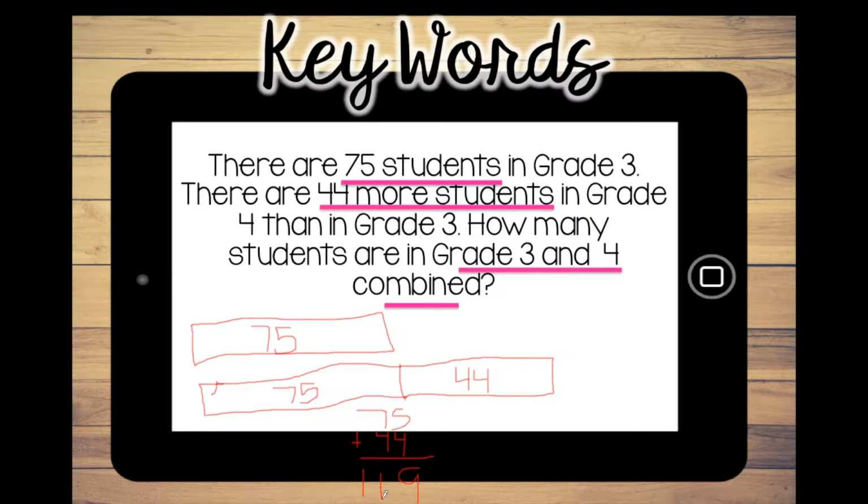But we're not finished because they want to know how many students are in grade 3 and 4. So now that we know that there are 75 in grade 3 and there are 119 in grade 4, we have to add them together. So we're going to do 75 plus 119. Make sure you line up those ones. So we have 7 plus 9 is 14. 7 plus 1 plus 1 is 9. And then drop down our 1. So we have 194 students.